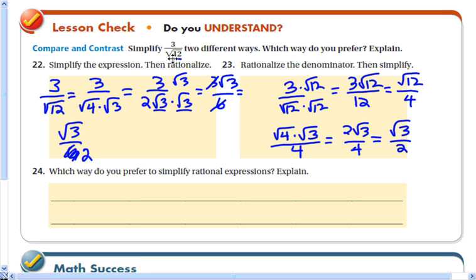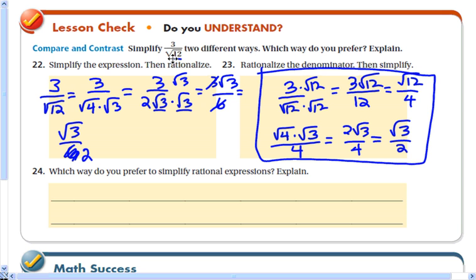So which do you prefer? I don't know. I don't think either way saves you any time. So I'm going to say it really doesn't matter. Although, I might say I like the second way because I didn't make the mistake like I did in the first one. All right? That's it.